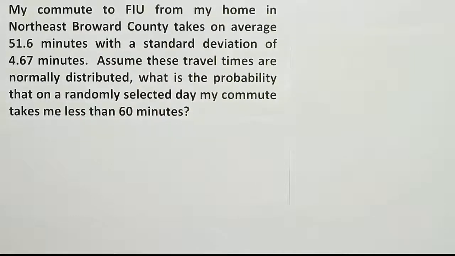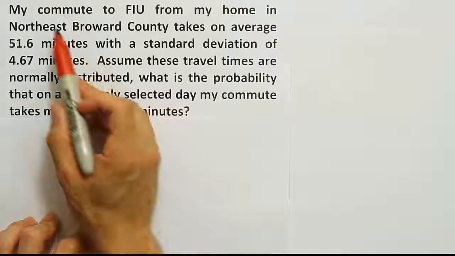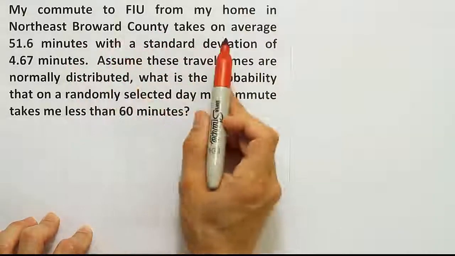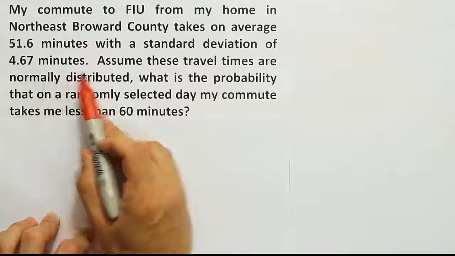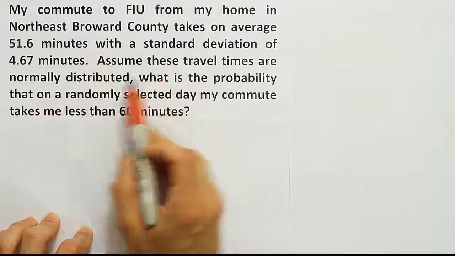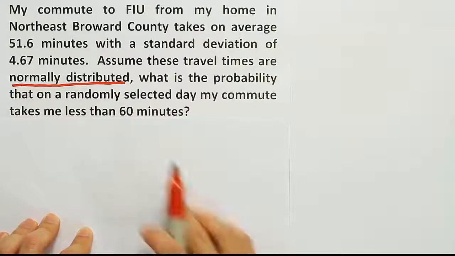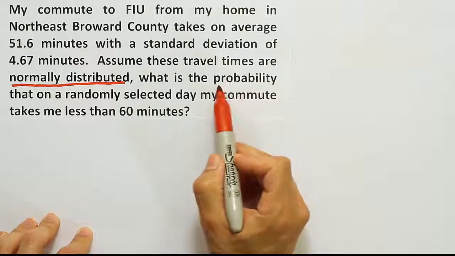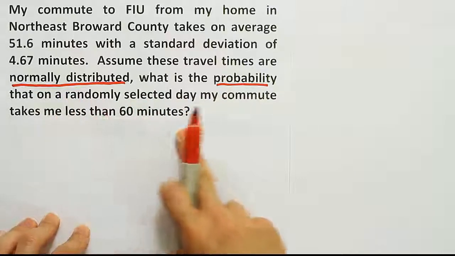Okay, so let's identify some key phrases here. First thing we see is that it says my commute to FIU from my home in Northeast Broward County takes on average 51.6 minutes, standard deviation of 4.67 minutes, and it says assume these travel times are normally distributed. So normally distributed is very important. Let's just use the bell curve. Then it says what's the probability that on a randomly selected day my commute takes me less than 60 minutes.